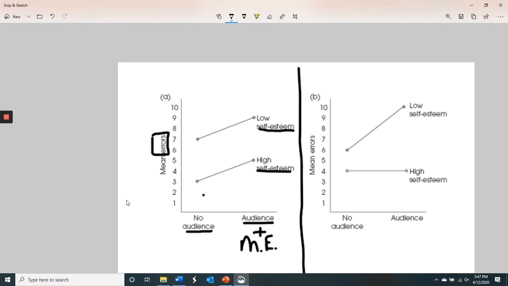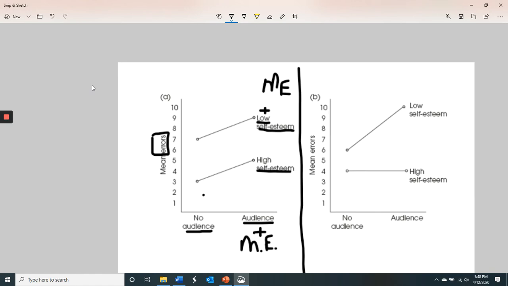Then we can also test for the main effect for self-esteem. If we look at this, it also seems to have a main effect, because at both points, the low self-esteem people make more mistakes, right? They're up here. They're making more errors. So there looks like there's a main effect for self-esteem, and it's in the direction that if you have low self-esteem, you're going to make more errors than if you have high self-esteem. So here we have two main effects.